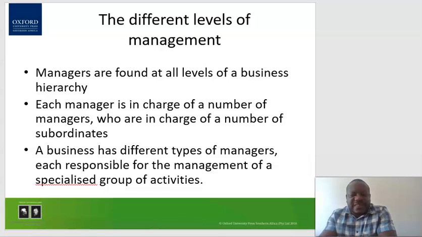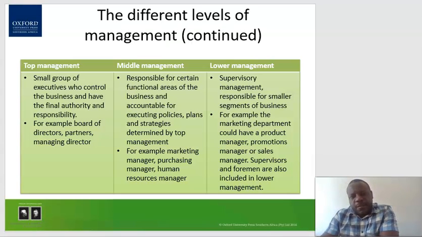A business has different types of managers, each responsible for the management of specialized group of activities. So we may have managers of different functions in an organization, managers of different departments in an organization. Different levels of management that are common, we can look at top level management, middle level management, and lower level management. And this particular slide is just showing you what can be examples of those.